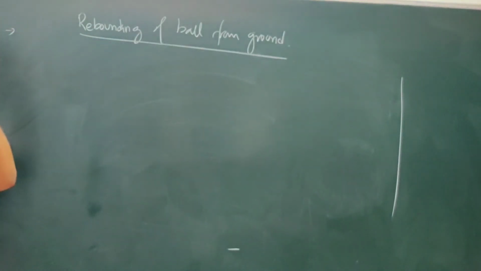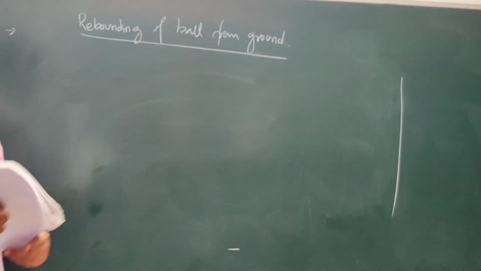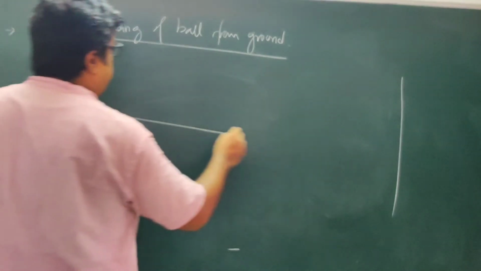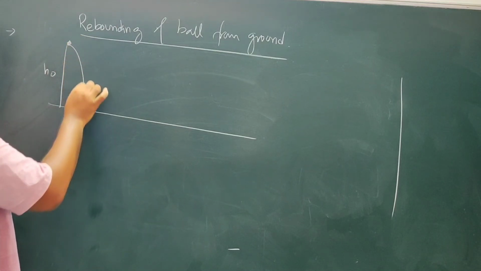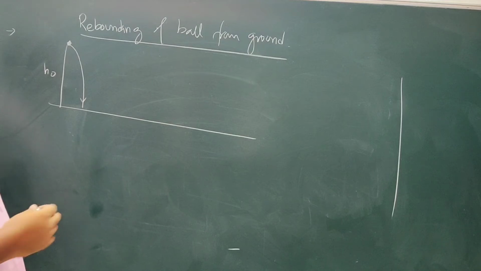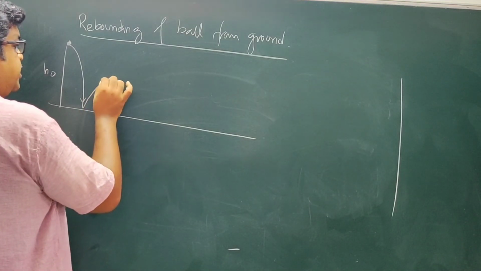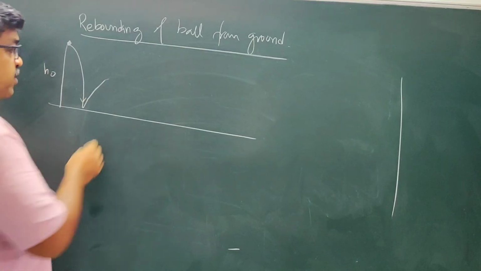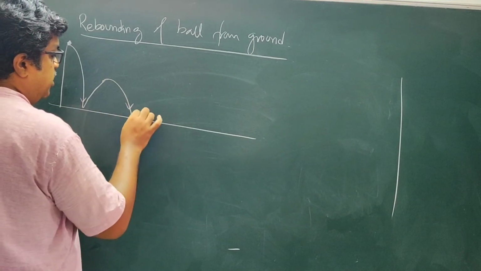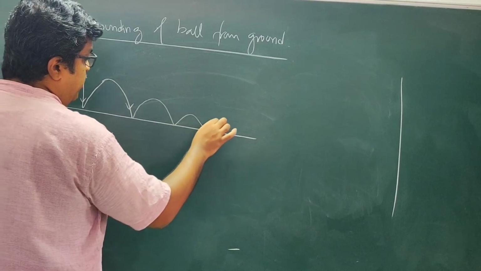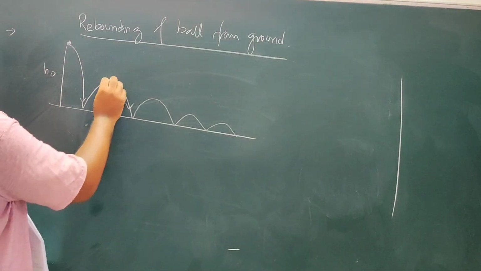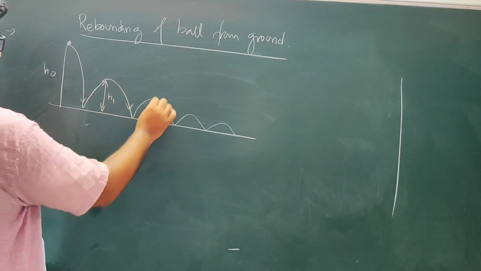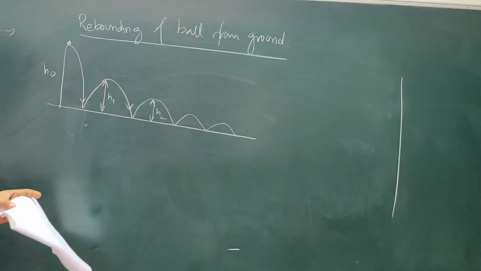Next topic is rebounding of a ball from the ground. Suppose this is the ground. From this height h0, the ball is dropped, and it undergoes inelastic collision. So it rises, but it will not rise to the same height because there will be loss of kinetic energy. Then again it bounces, so the height gradually decreases. Suppose it is dropped initially from height h0. After the first bounce, the height is h1. After the second bounce, it is h2, and so on.